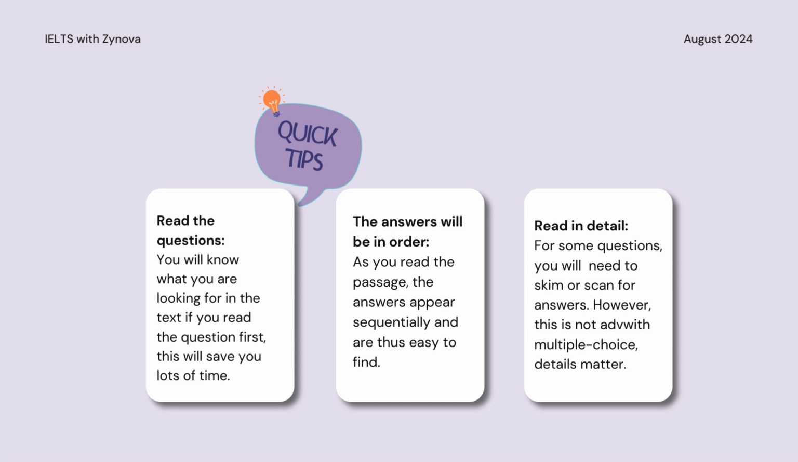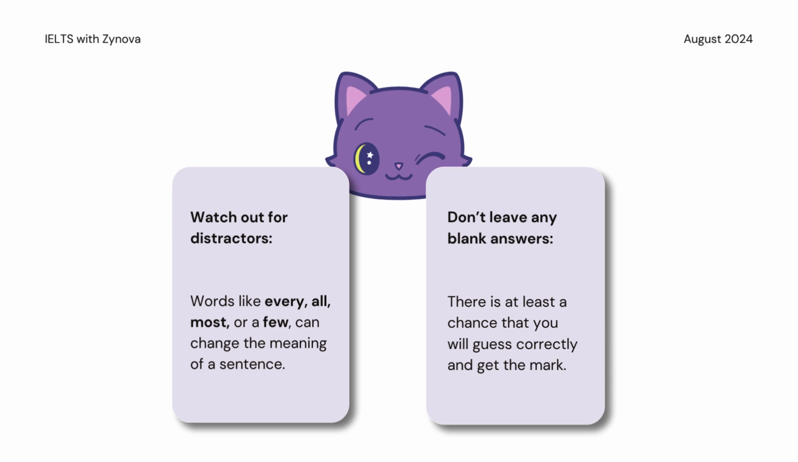Read in detail. Although the skimming and scanning skills are helpful, you do not want to take chances. The plain truth is, attention to detail is crucial in this question type. Watch out for distractors. Test makers often include distractors in your answer choices to catch you off guard. Watch out for words like every, or, most, or a few. These are qualifying words that have the ability to change the meaning of a sentence.